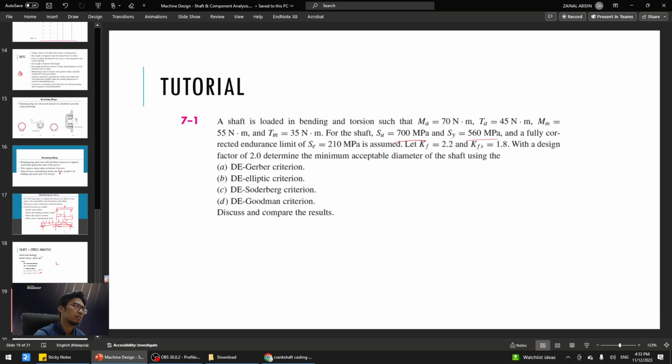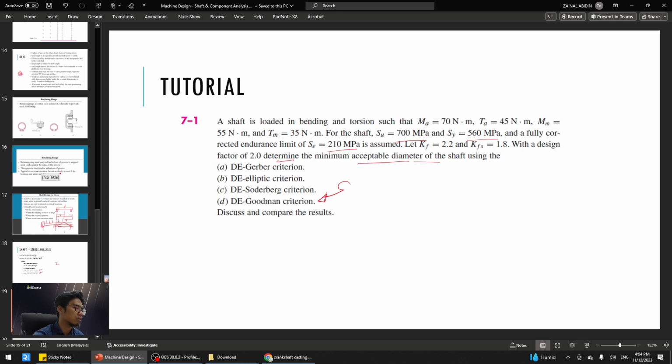and fully corrected endurance is at 210 MPa. Assume the KF of the material and the KFS of the material according to that number, and your design factor is 2. Calculate ataupun determine the minimum acceptable diameter of the shaft using beberapa criterion. But in my cases, you must answer my problem in final test using a Goodman criterion.